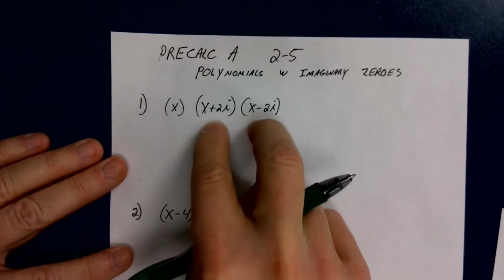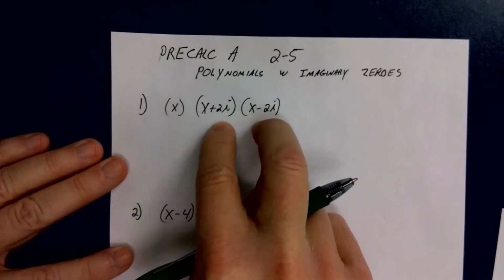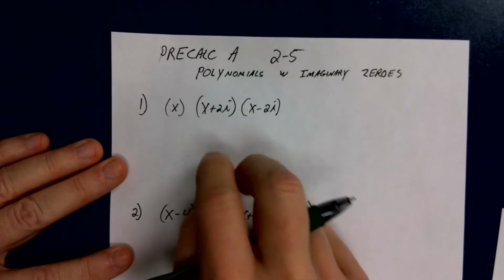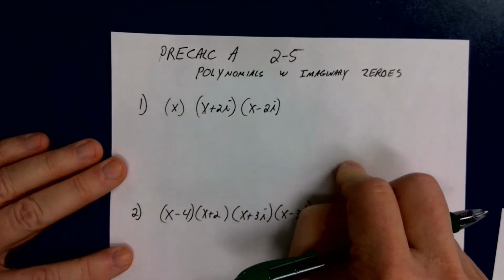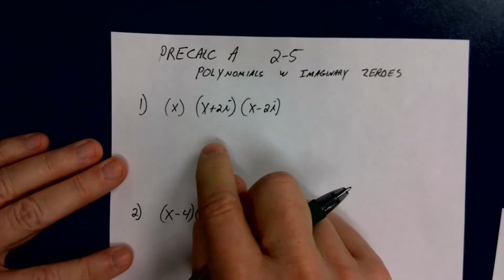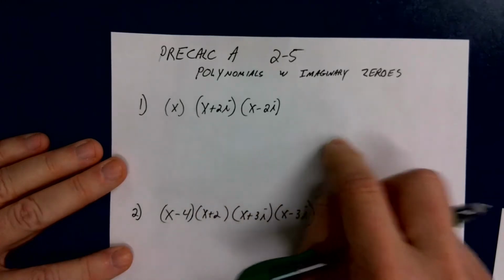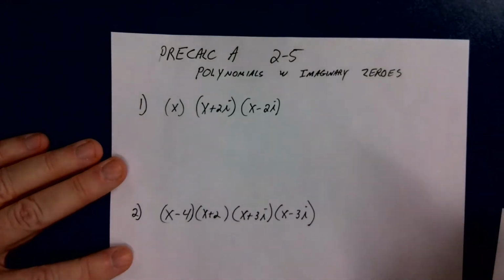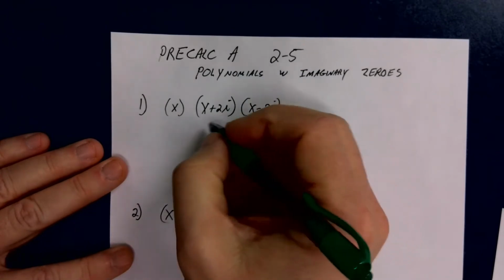imaginary solutions have to come in pairs, complex conjugates. So if 3i is a solution, then minus 3i is a solution. If 2 plus 4i is a solution, then 2 minus 4i is a solution. They have to go that way. Okay, so let's start with some basic math here.